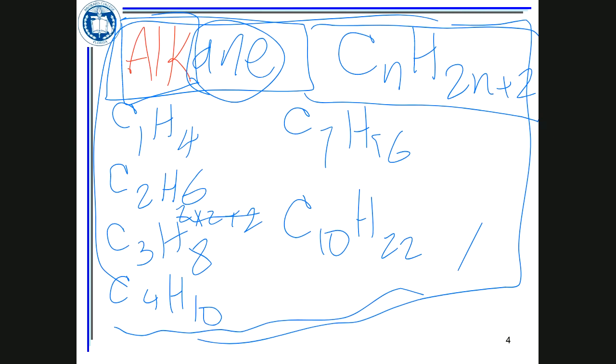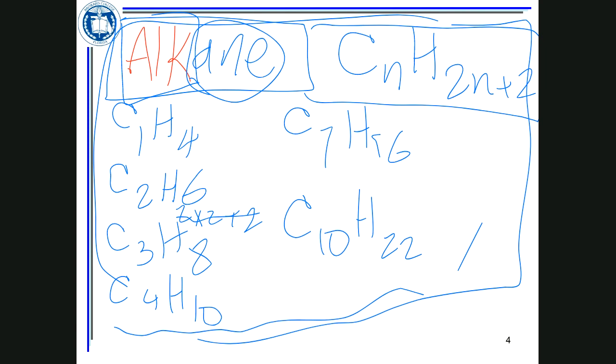What affects the physical property of a compound? Physical properties like boiling point, melting point, solubility. Structure. What else? Mass, intermolecular forces. Now, intermolecular forces affect the physical property; the structure, mass, and the type of bonding are going to affect the intermolecular forces.